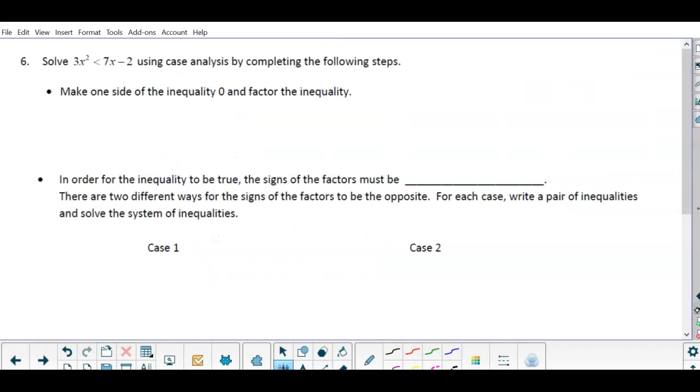Okay, so then the last page says solve that using case analysis. So this is the last method, by completely following the steps. We're kind of showing you the steps, what case analysis means. So make one side of the inequality 0 and factor it. That just makes sense.